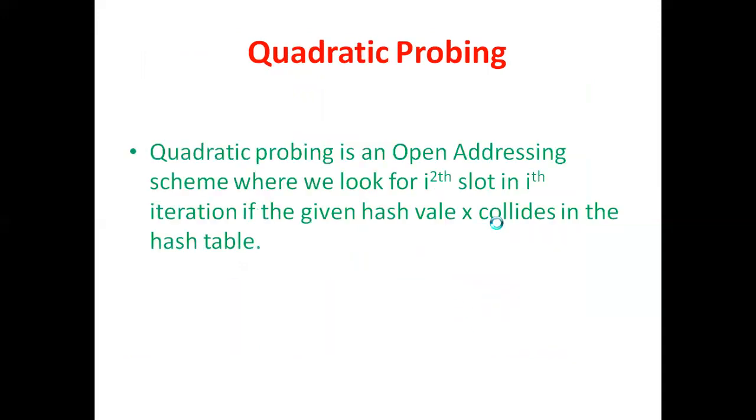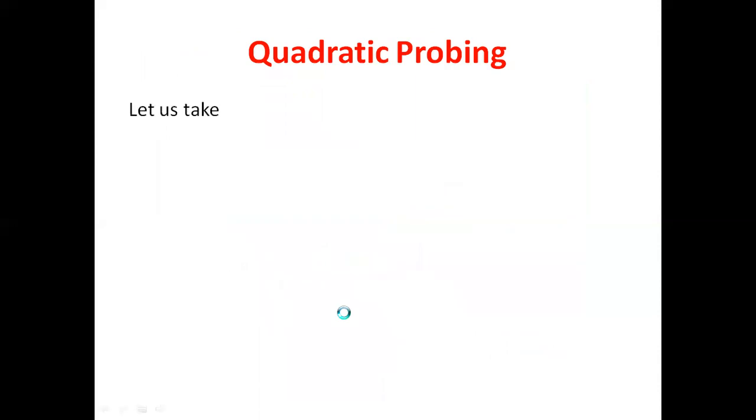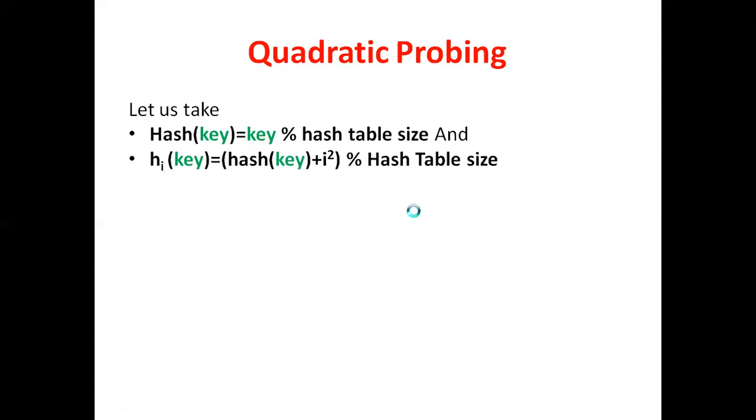What is quadratic probing? Quadratic probing is an open addressing scheme where we look for the i squared slot in the ith iteration when the given value x collides in the hash table. So we try to find the i squared empty bucket when a collision occurs. The general hash function is h(key) = key modulus hash table size, and hi(key) = (h(key) + i squared) modulus hash table size. These two are the main hash functions.